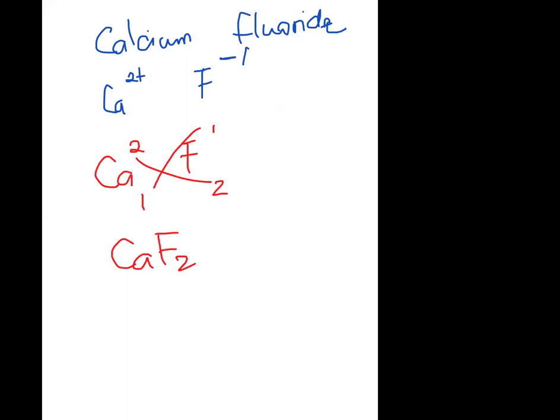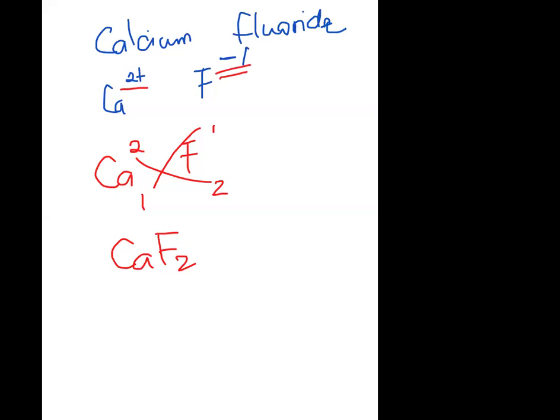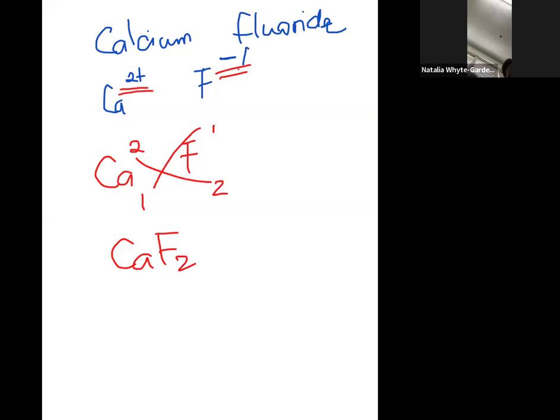Notice, when group 2 reacts with any group 7, we always need 2 of the group 7. What we're doing is canceling the charge. Calcium is 2 plus, and we want to balance out the charge. We get 2F because 2 times the negative will cancel out the 2 positive, done.